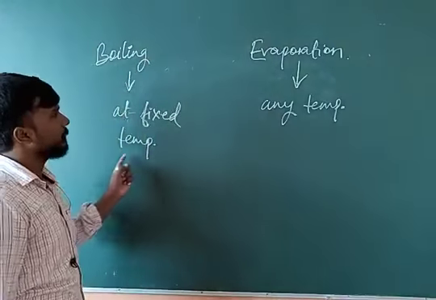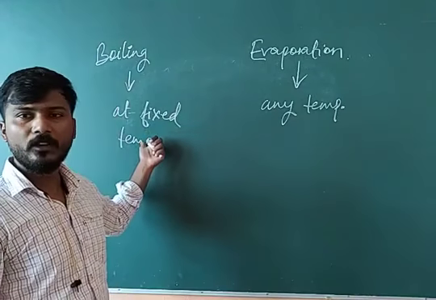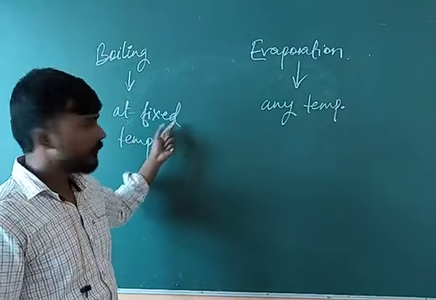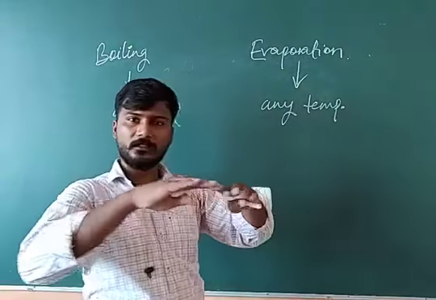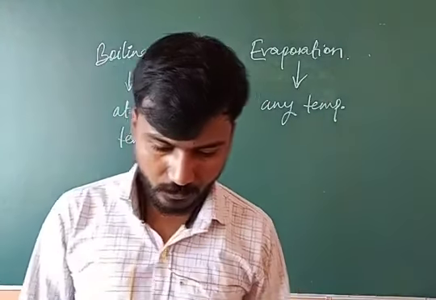Boiling is a fast process, but evaporation is a slow process. Why a fast process? Because it occurs throughout the liquid. But evaporation only occurs at the surface of the liquid. Clear? Okay.